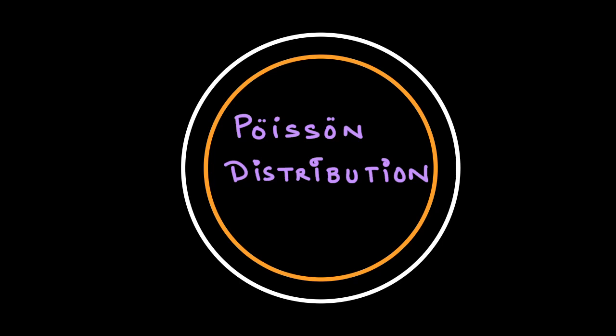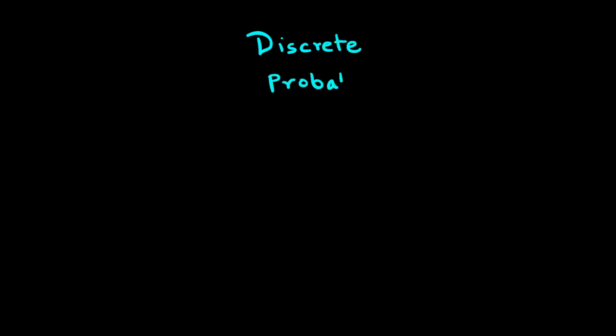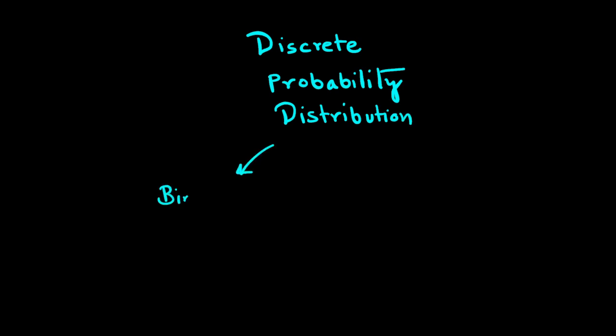In this video, we will start with the basics of Poisson distribution. Now, what is Poisson distribution? In order to understand Poisson distribution, let's talk about discrete probability distribution that we have studied before. We have studied binomial probability distribution, and we have also studied geometric probability distribution.